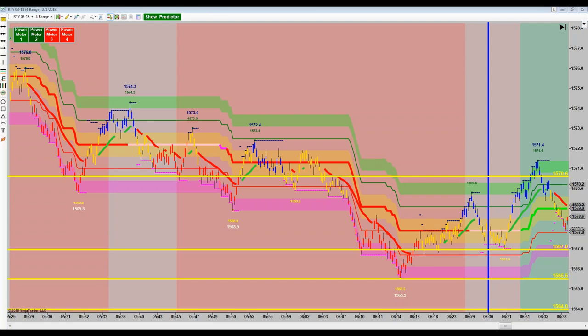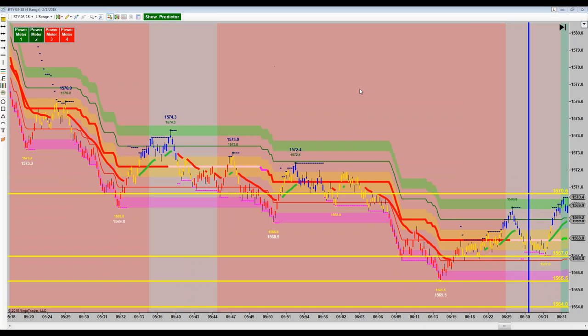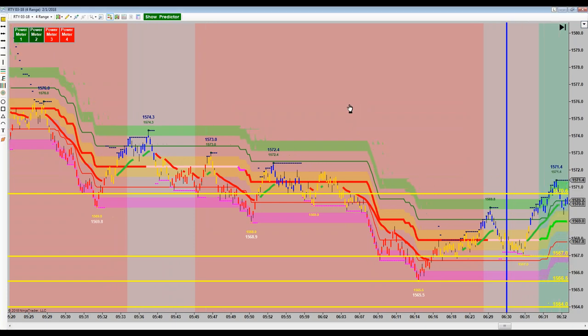Let me help you out. Let me advance this chart, and then you tell me what you think. I already see a bunch of answers. Let's go ahead and go through the first 20 minutes of market action on Russell.